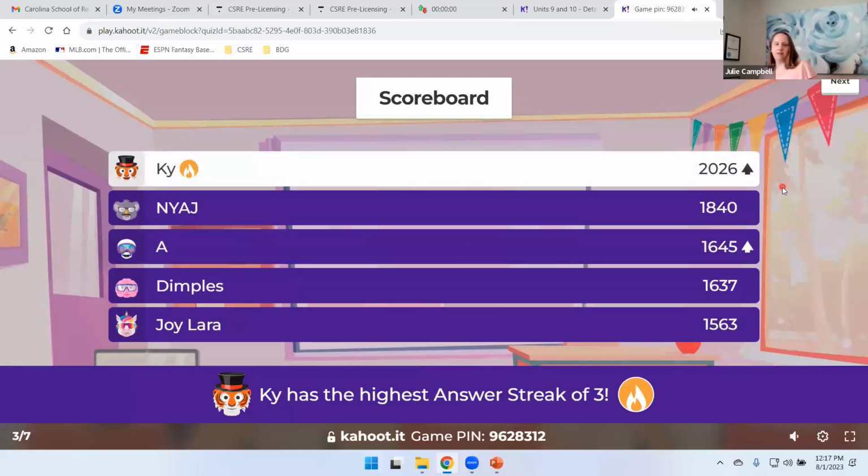Kai's on top now. He's on fire this round with 3 in a row. Nige is still on. A is on the board. Dimples and Joy Laura are still on the board.